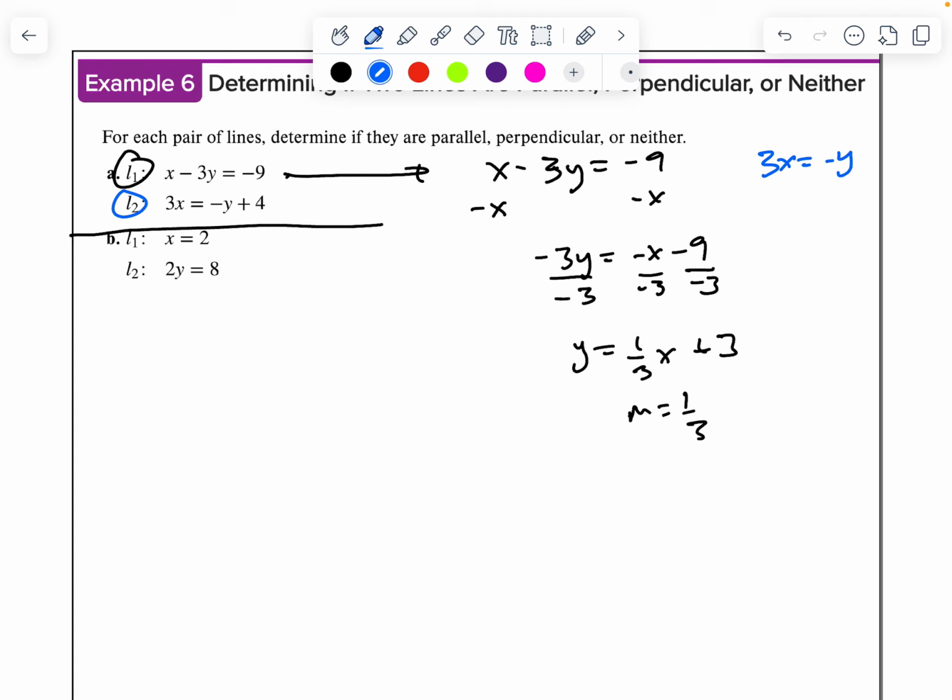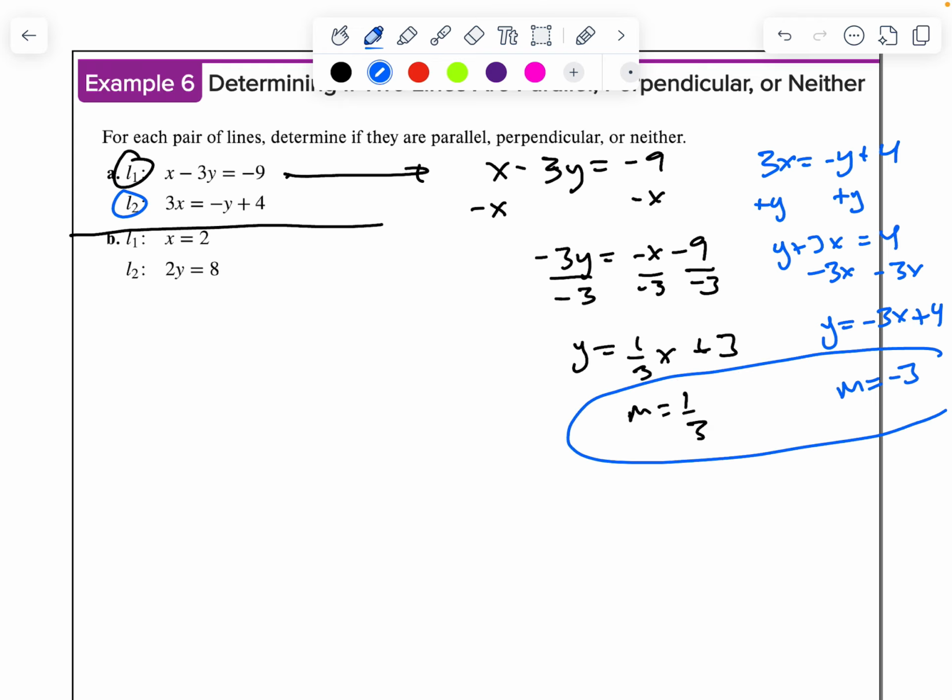3x equals negative y plus 4. Since I want it to be y equals mx plus b, I think this is going to be more intuitive if we can just move things around so that it's in that order. We add y: y plus 3x equals 4. We subtract 3x: y equals negative 3x plus 4. Now it's in y equals mx plus b form. We can tell that our m equals negative 3. All right, comparing these two slopes here, the negative 3 and the positive 1/3 are opposites and reciprocals, so these two lines are perpendicular.